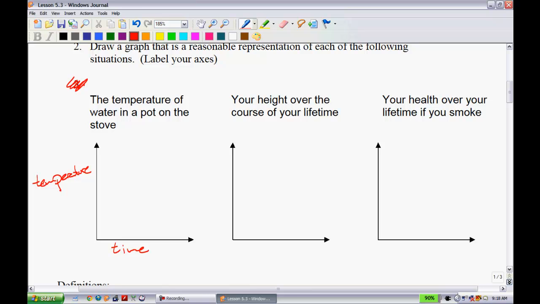So the question reads again, the temperature of the water in a pot on the stove. So let's say that we're just approximating. Let's say that the water has some temperature right here, and as it begins heating up, it heats up, it heats up, and then it's going to plateau a little bit. Once it reaches the boiling point, it's just going to stay kind of nice and flat like so. Okay, so that's the first one.